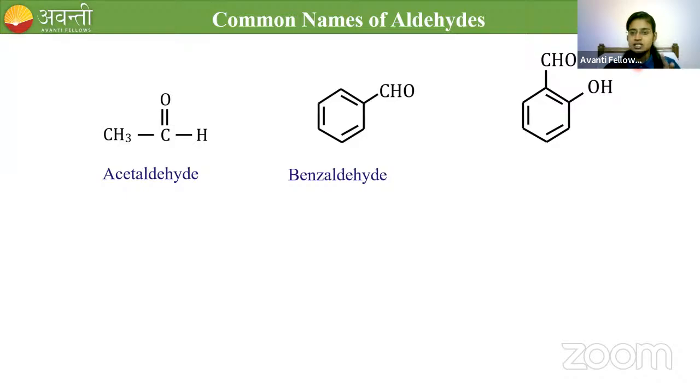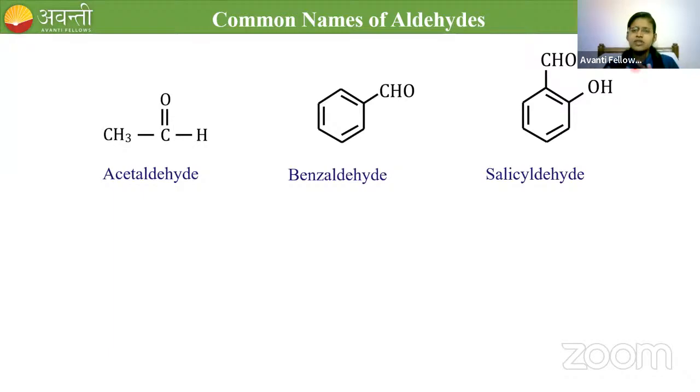CHO and OH attached at the ortho position. So I will give the name of this compound. This compound is called salicylaldehyde. Okay. In the reactions of phenols we have studied, right? Salicylic acid and salicylaldehyde in Kolbe's reaction, Reimer-Tiemann reaction. So that compound it is. CHO and OH, if they are attached at the ortho position, it is called salicylaldehyde.